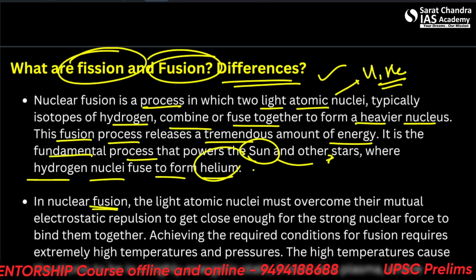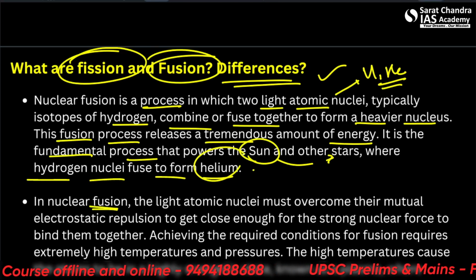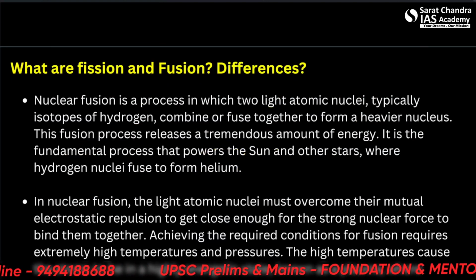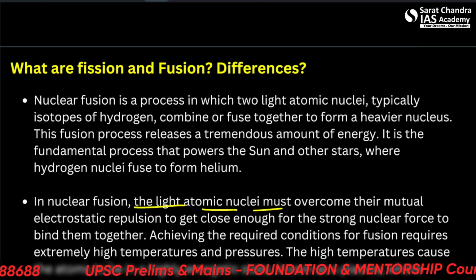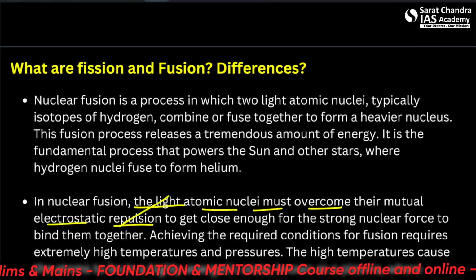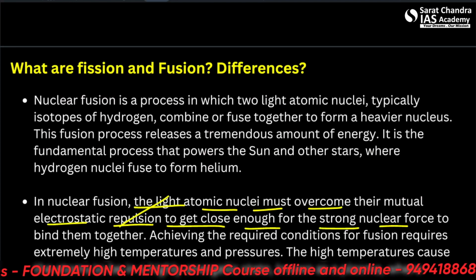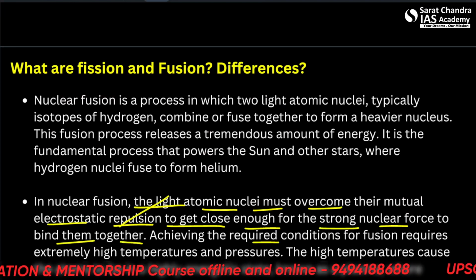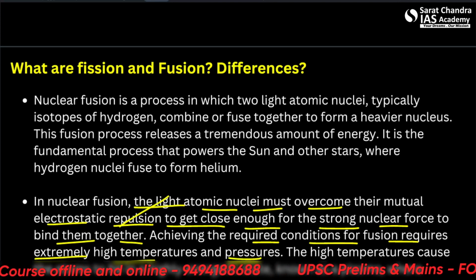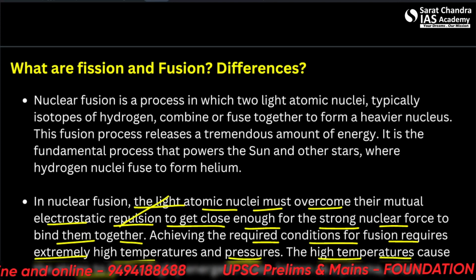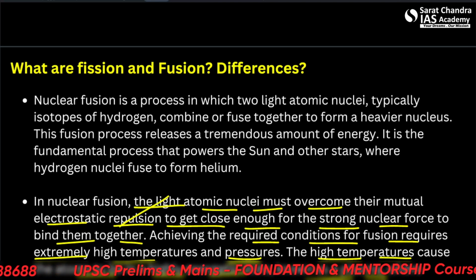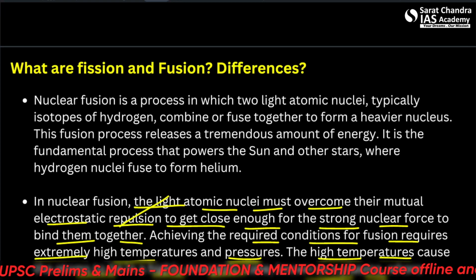In nuclear fission, on the other hand, the reverse process happens when a heavier nucleus disintegrates into lighter nuclei. For fusion, the light atomic nuclei must overcome their mutual electrostatic repulsion. So this is the detail, we don't need to read it, to get close enough for the strong nuclear force to bind them together. Achieving the required condition for fusion requires extremely high temperatures and pressures. The high temperature causes the atoms to be in a highly energetic state known as plasma, where electrons are separated from the atomic nuclei. So this is basically about fusion.